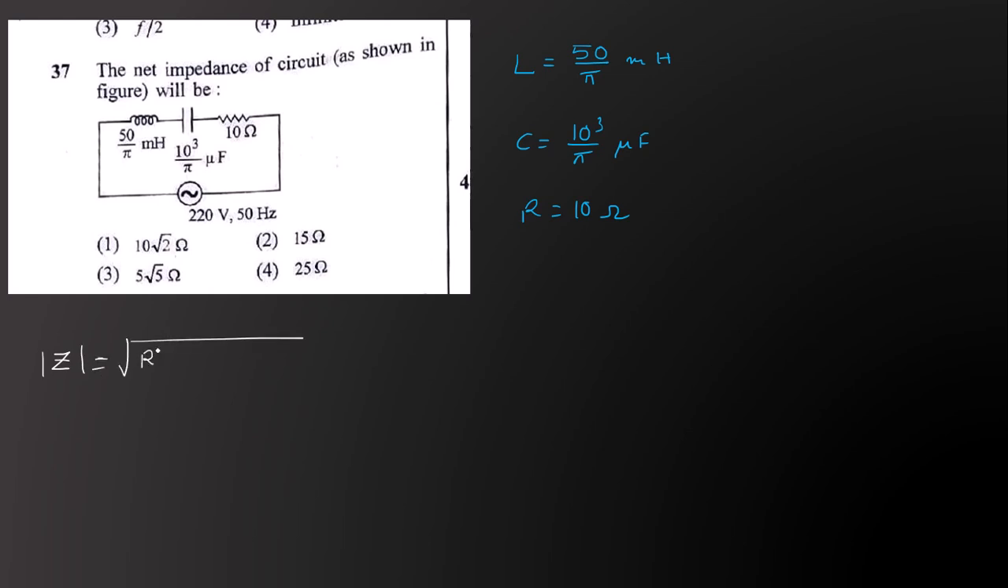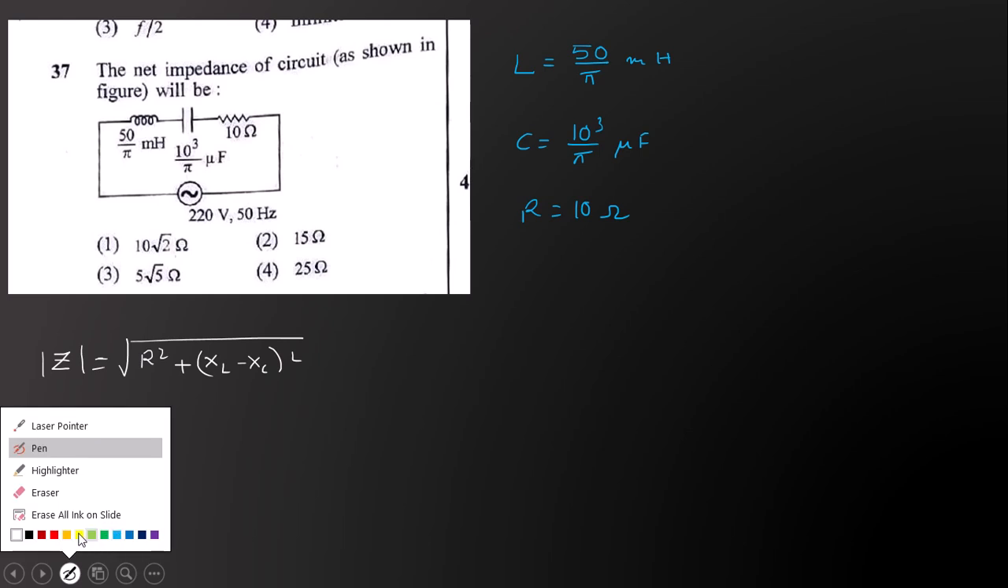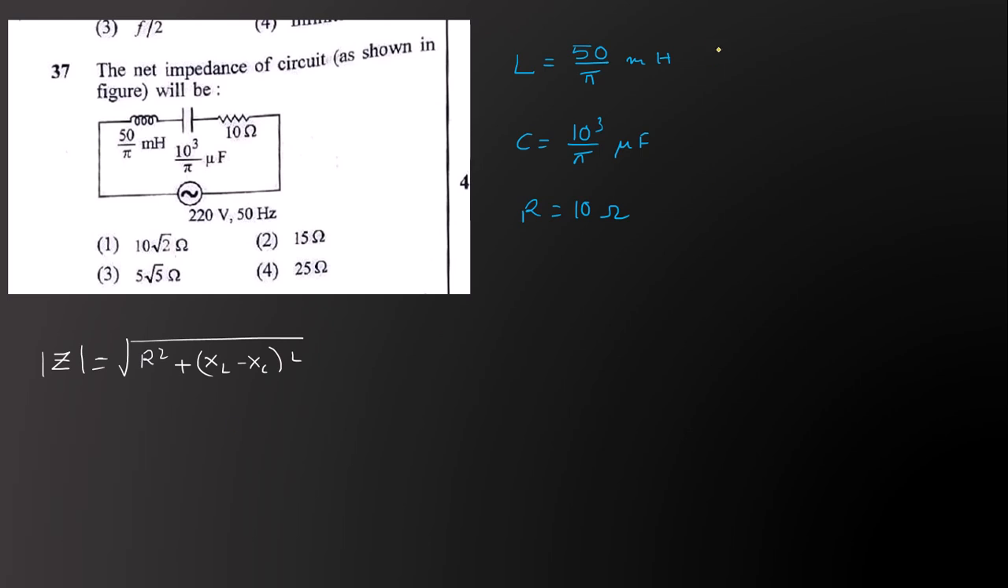we have to calculate this quantity |Z|, which is equal to square root of R square plus (XL minus XC) whole square. Let me calculate this XL and XC respectively. Here in this question, the frequency of the source is given to be 50 Hz, which means the angular frequency will be equal to 2 pi multiplied by f, which will be equal to 100 pi.